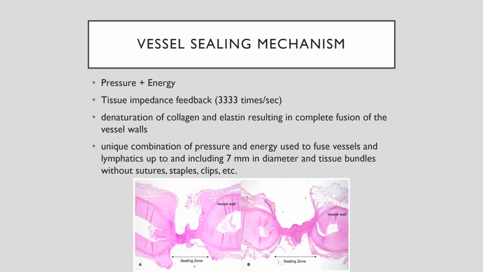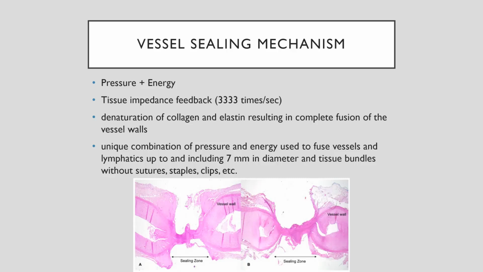Now, what does vessel sealing mean? What is the mechanism of vessel sealing? If you go to the basics of vessel sealing, it is a combination of the pressure applied by the jaws of the bipolar device plus energy. And of course, when you are using an advanced bipolar, there is this tissue impedance feedback, which is at least more than 3,000 times per second. Okay, it can be more also. This is the basic definition.